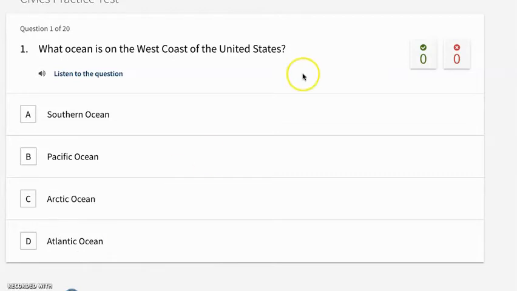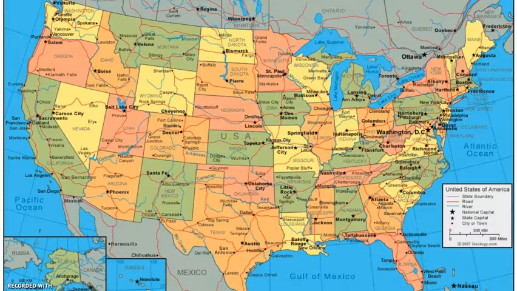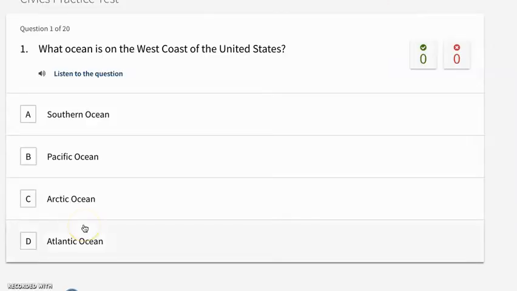You can either Google the answer or you can look at a map. So, remember our directions. North would be up here. South would be down here. East is over here. West is over here. So the ocean that is on the west side of the United States would be the Pacific Ocean. So if you thought that was the answer, then you got it correct.